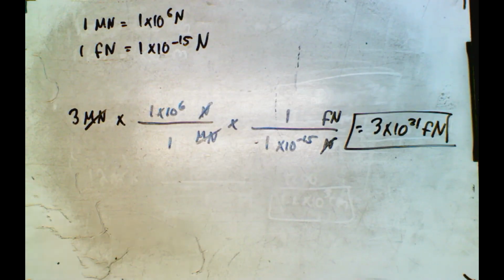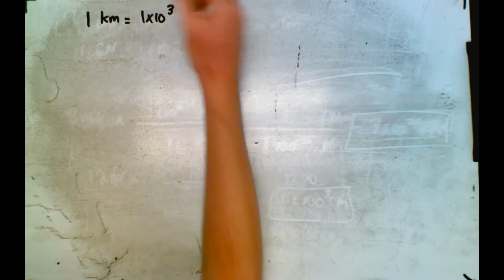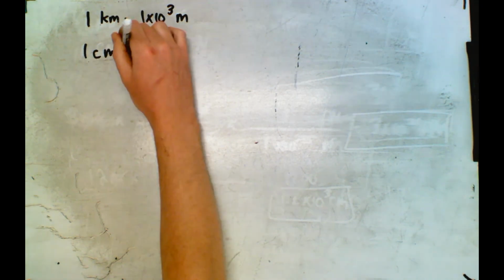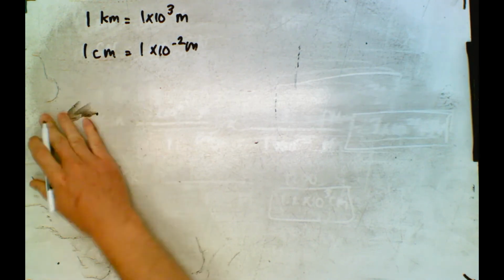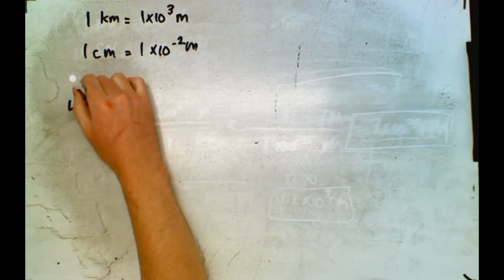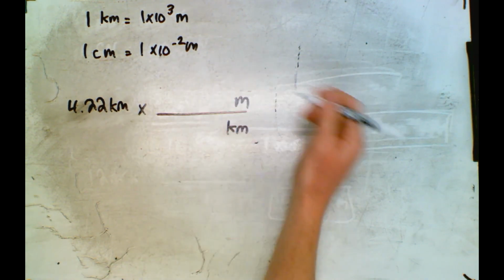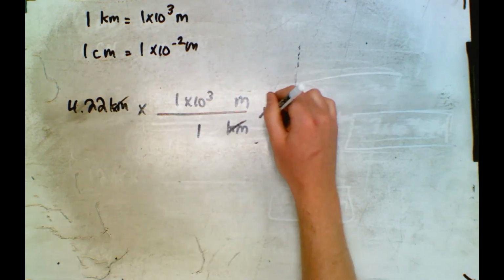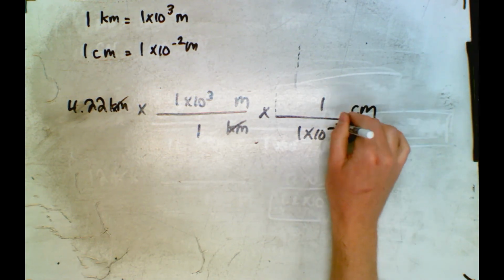so let's go here. If you look on your data book, it'll tell you that 1 kilometer equals 1 times 10 to the 3 meters, and 1 centimeter equals 1 times 10 to the negative 2 meters. And we are given in the question 4.22 kilometers. Times sign line, kilometers cancel out. So in 1 kilometer, there's 10 to the 3 meters. And then the second step, meters to centimeters. In 1 centimeter, there's 1 times 10 to the negative 2 meters.